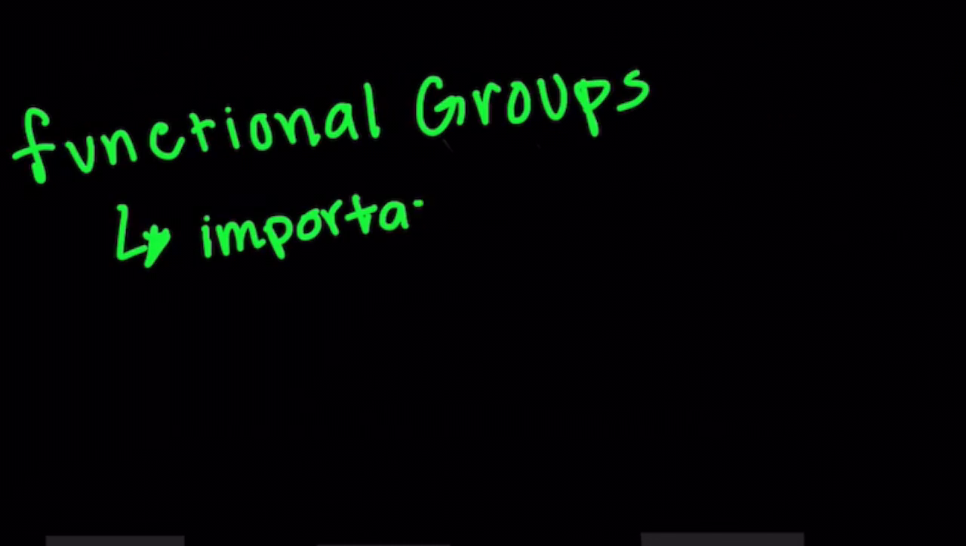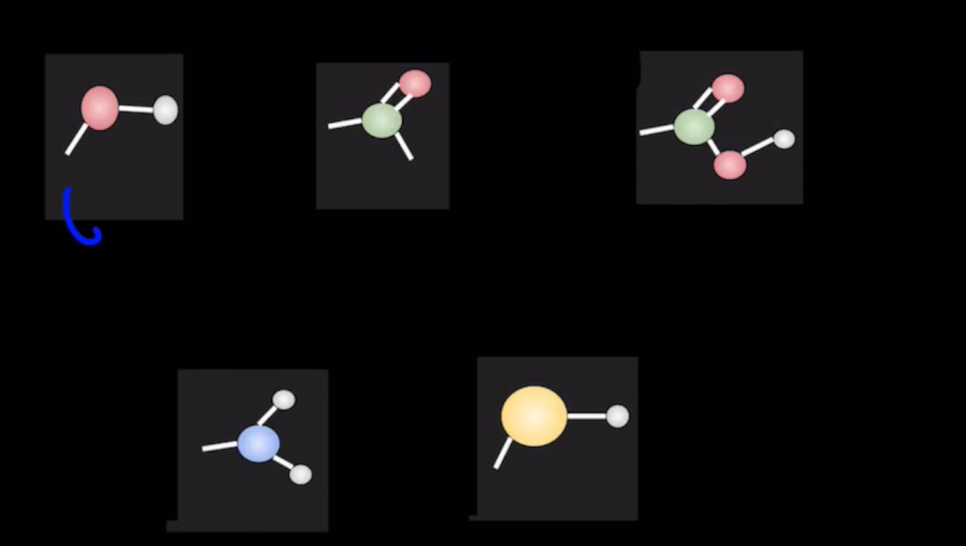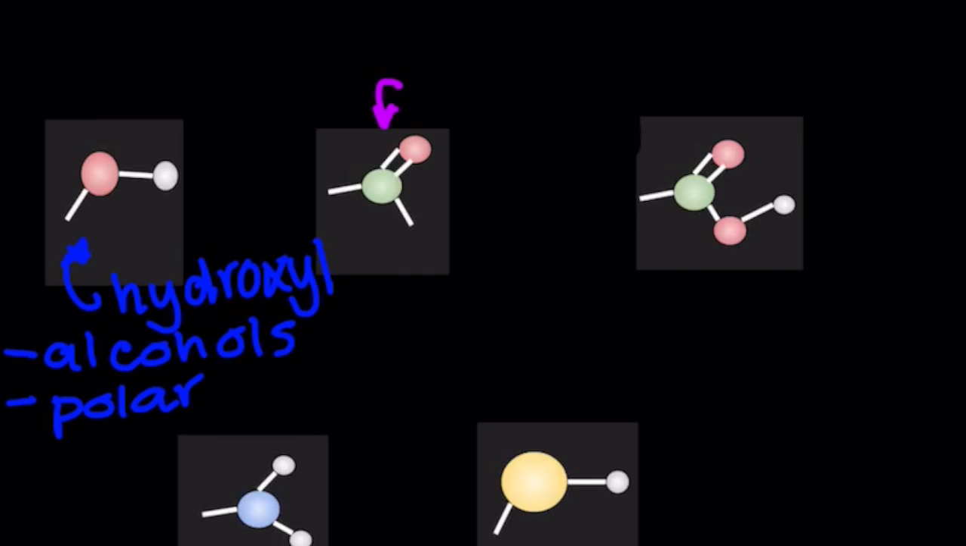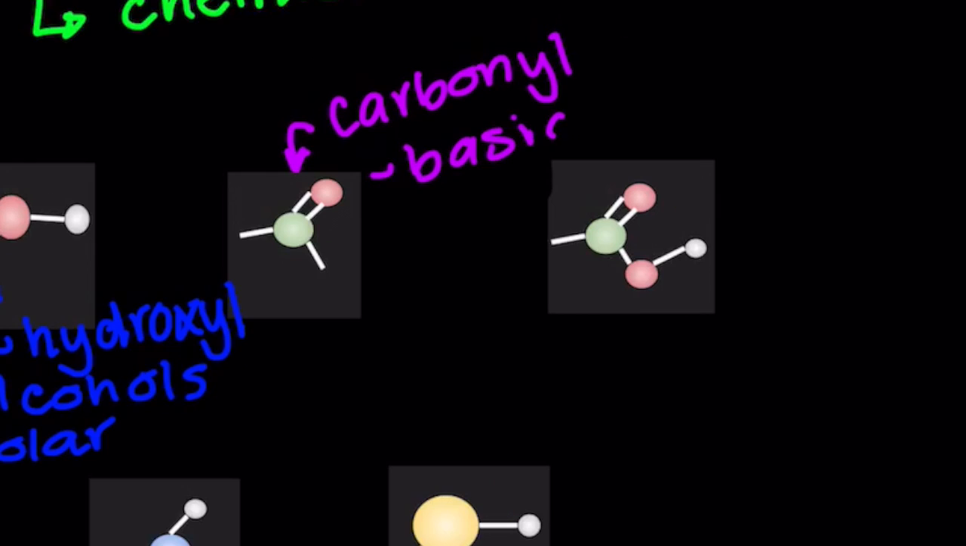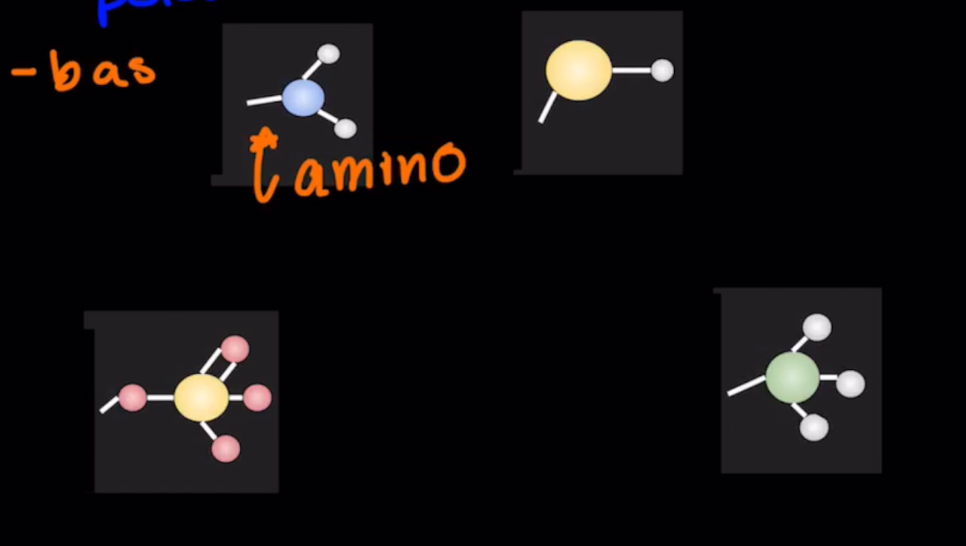Okay, so now let's move on to functional groups. They're very important chemical groups that have specific chemical properties. So let's start with hydroxyl. They are mostly alcohols and they are polar. Carbonyl is basic and polar, and normally it is present in carbs. Then carboxyl is acidic, and it is found in amino acids. Amino is basic, and it is also found in amino acids.